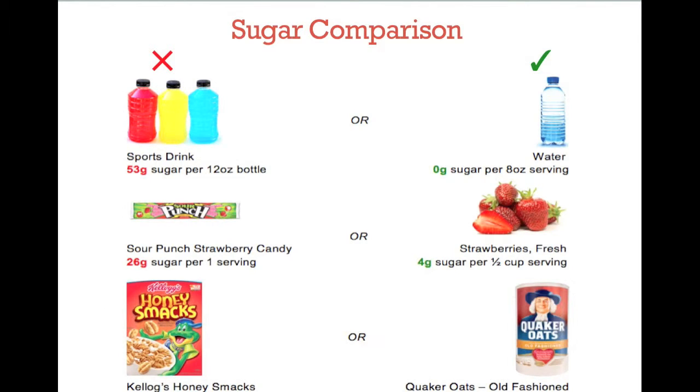Now look at these comparisons. You can save yourself a lot of extra calories and sugar by checking the food label. Fruits and vegetables naturally contain sugar, but in very small amounts compared to candy, flavored drinks, and other high sugar snacks.